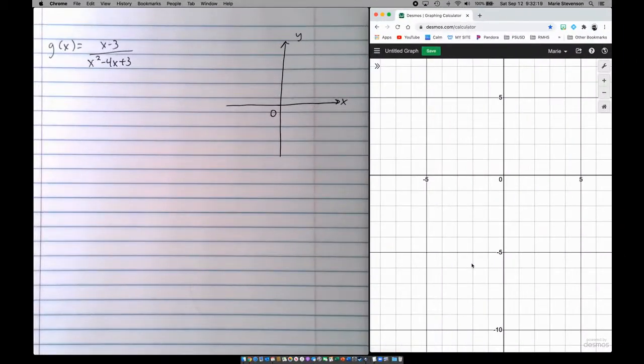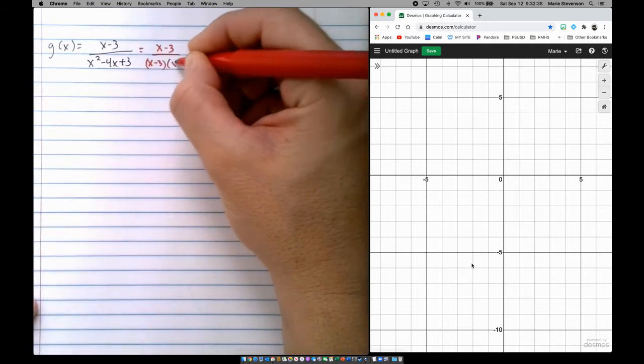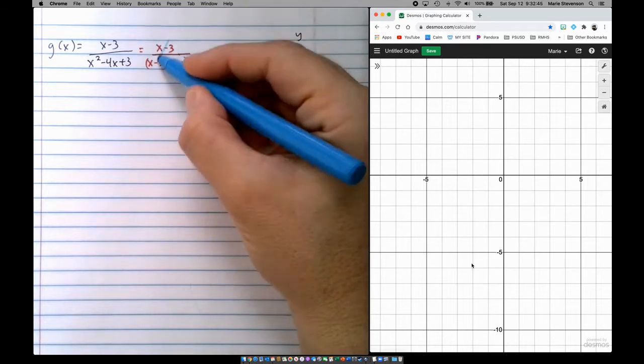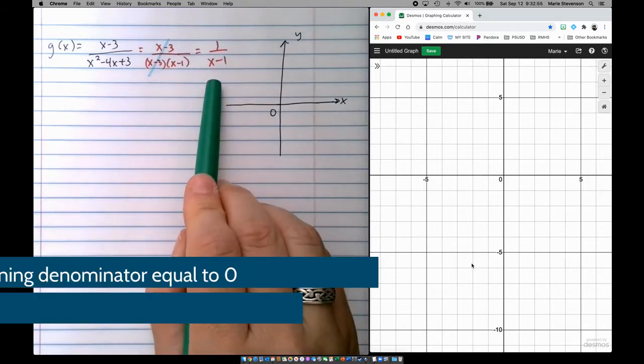Let's look at another example. So remember, our first step is to try to simplify our rational where we can. So the first thing I'm going to recognize is my quadratic in the denominator is factorable. Now I'm going to simplify and rewrite. So now I can see what's left over.